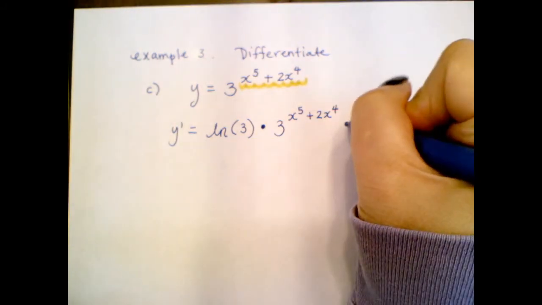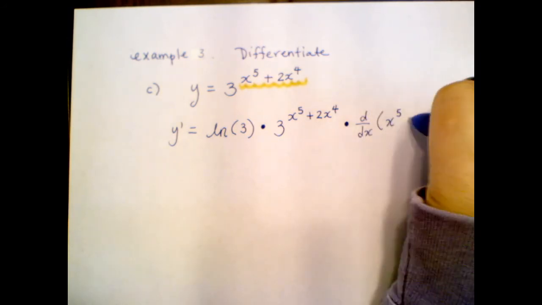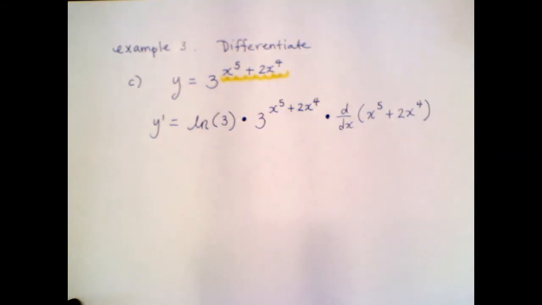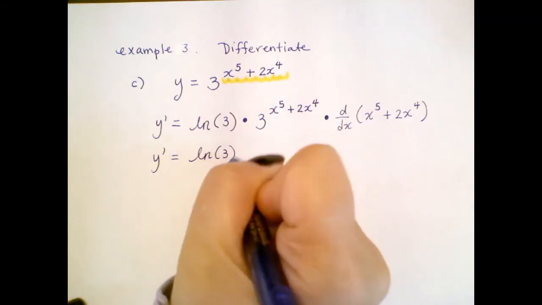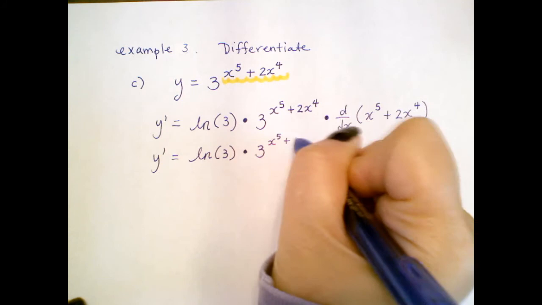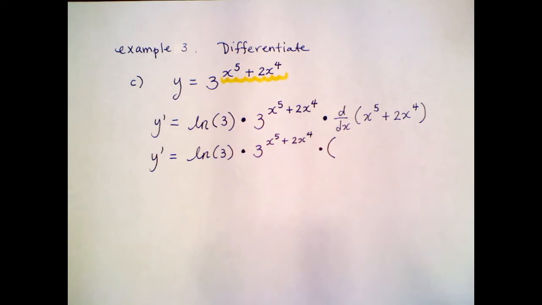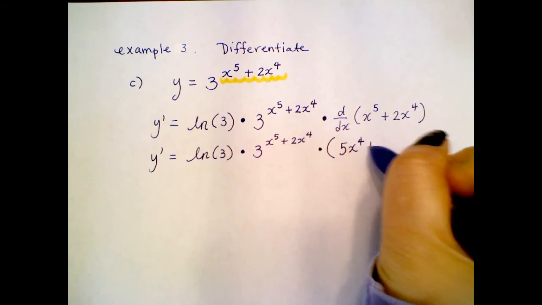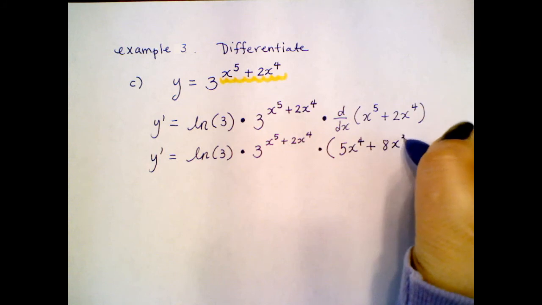So now find the derivative of d dx of x to the 5th plus 2x to the 4th. Ready? Okay. So that will be y prime equals natural log of 3 times 3 raised to the x to the 5th plus 2x to the 4th times, now what's that going to give you? Derivative of x to the 5th is 5x to the 4th plus derivative of 2x to the 4th, that will be 8x to the 3rd power.